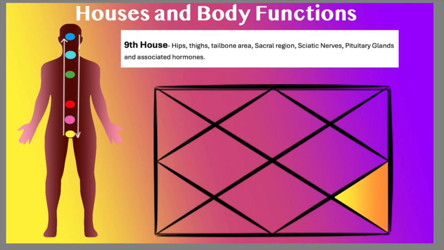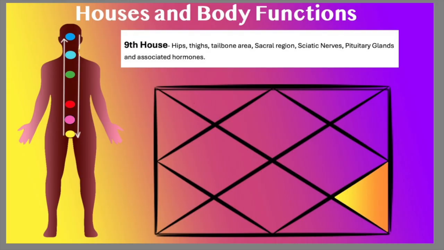The 9th house now plays out in the hips area, your thighs. Now we have descended below this. So this area, you might say. Tailbone area, the sacral region, the sciatic nerves. All sciatica people take note. Pituitary glands and associated hormones. So that's the 9th house, that house area.